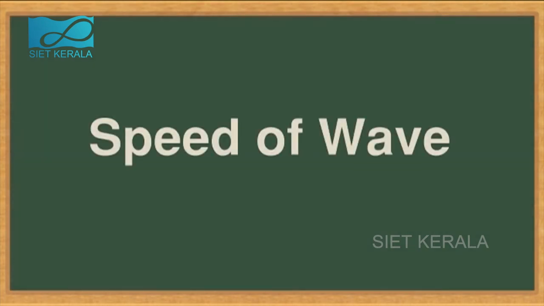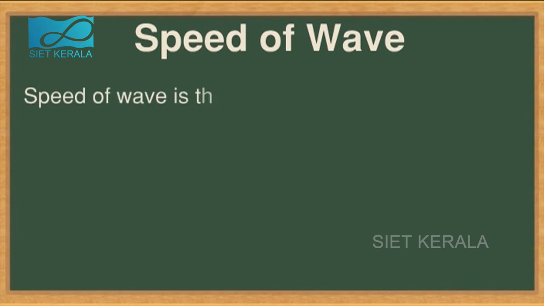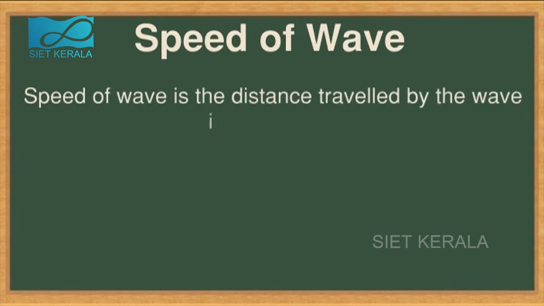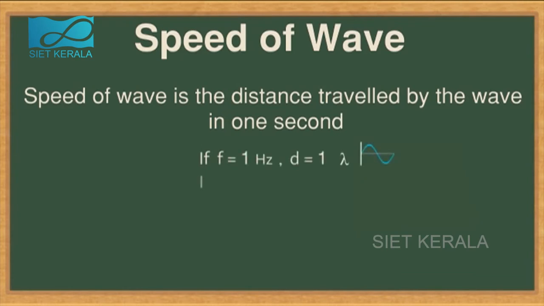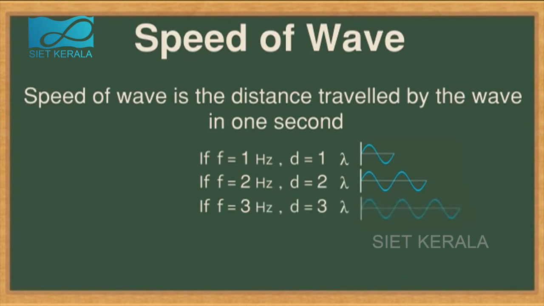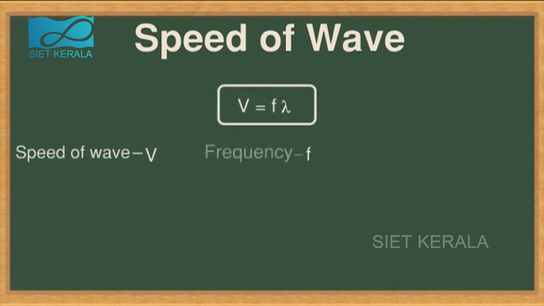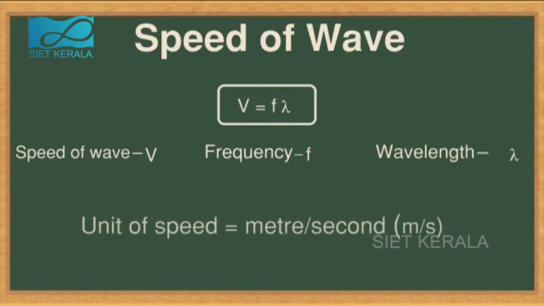Speed of wave is the distance traveled by wave in 1 second. If F equals 1 Hz, D equals 1 lambda. If F equals 2 Hz, D equals 2 lambda. If F equals 3 Hz, D equals 3 lambda. This means that V is equal to F lambda. Unit of speed is meter per second.